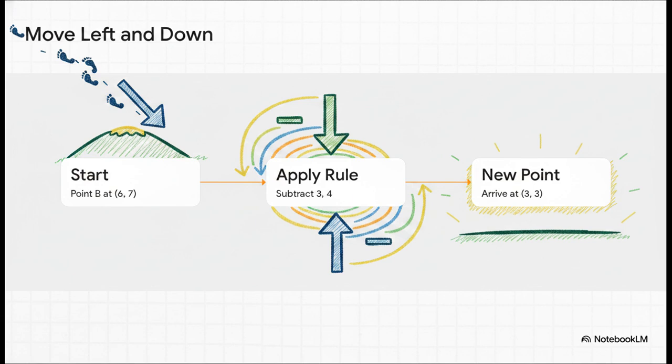But what if we want to go the opposite way? Let's check out example 2, moving left and down. We're starting with point B, way up at (6, 7). Notice our rule this time actually features subtraction, x minus 3 and y minus 4. Now subtraction in our master rule simply dictates movement to the left on the x-axis and downward on the y-axis. So 6 minus 3 gives us a new x of 3. 7 minus 4 gives us a new y of 3. So point B has beautifully slid down and to the left, arriving perfectly at (3, 3).